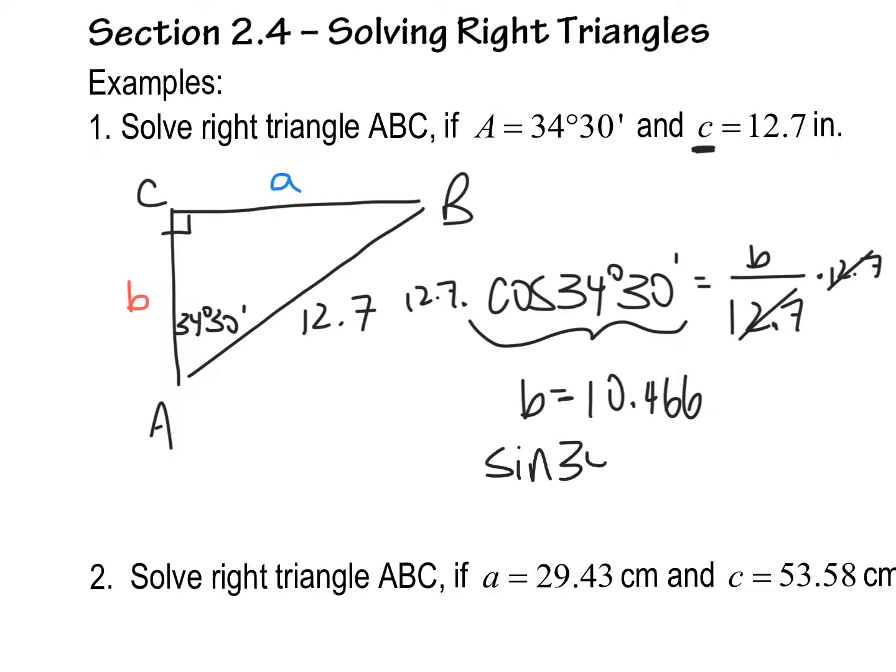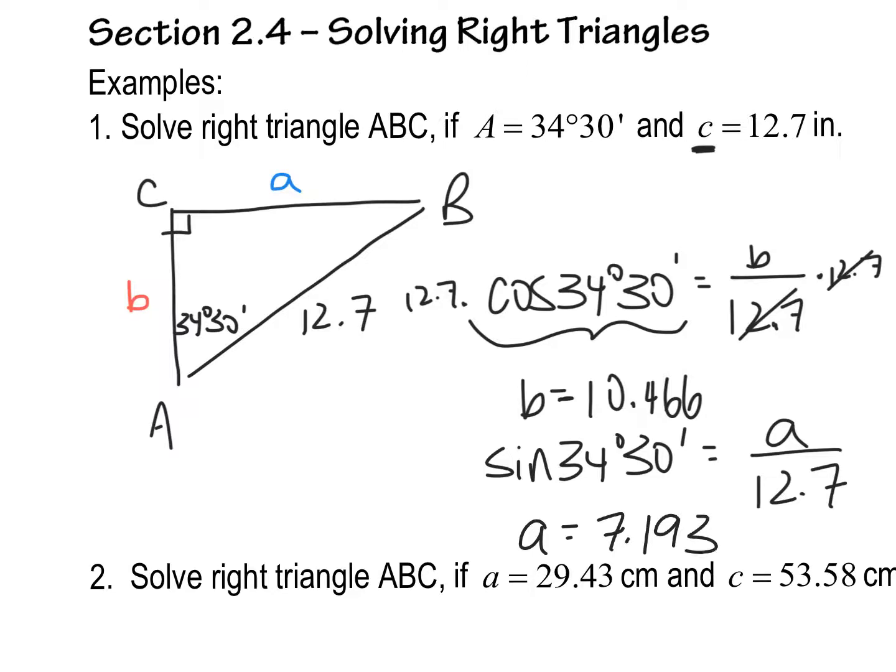Sine of 34 degrees 30 minutes equals little a over hypotenuse. And remember, I'm using sine here because this is the angle, the side opposite that is my little a. So opposite and hypotenuse uses the sine function. Again, you're just going to type that into the calculator, multiply both sides by 12.7, and you'll end up with A equals 7.193. So those are our two answers for A and B.